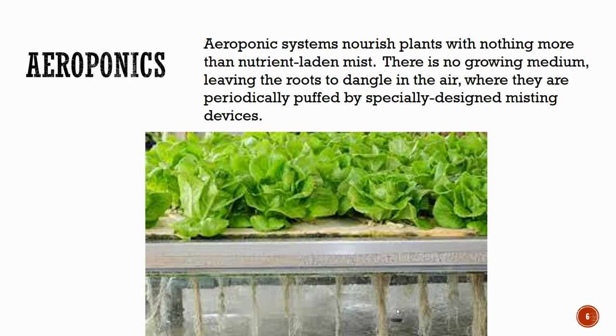Another type of cultivation method is called aeroponics. Aeroponic systems use nothing more than a nutrient laden mist. So rather than hiding the roots or protecting them, however you want to say it, with a growing medium, the roots are actually left to dangle in kind of a specialty type container where they're periodically misted with water, and the water has the nutrients that the plant needs in it.